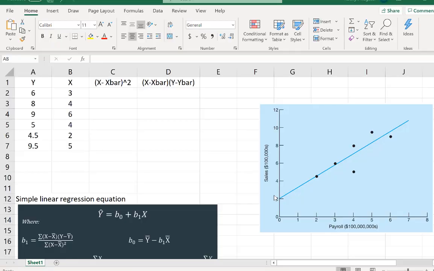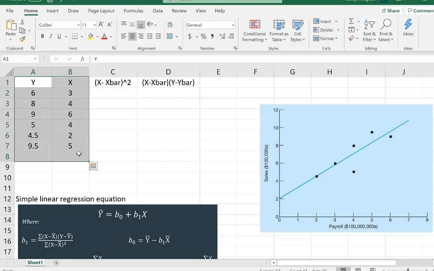Hey everyone, in this video we are going to take a look at 4.2 and simple linear regression and perform some of these calculations using Excel. So what we have in this table that I began to create right here, these two columns, they are the data from a construction company.